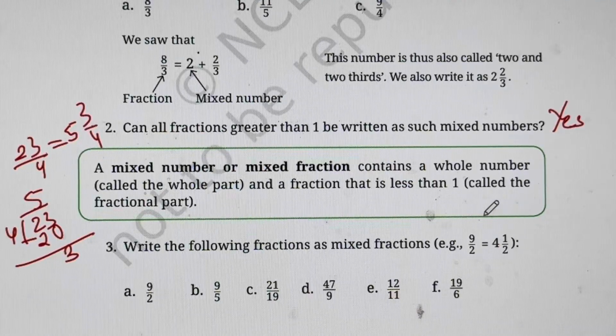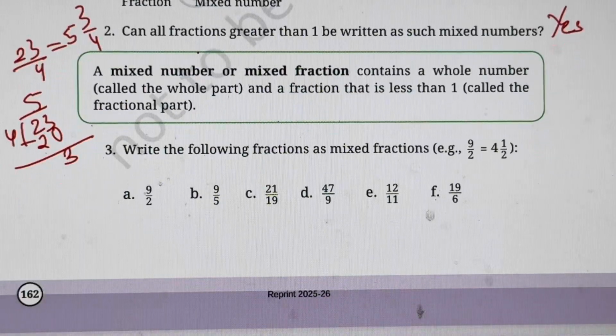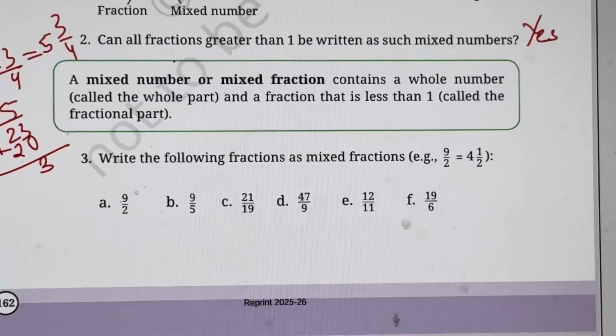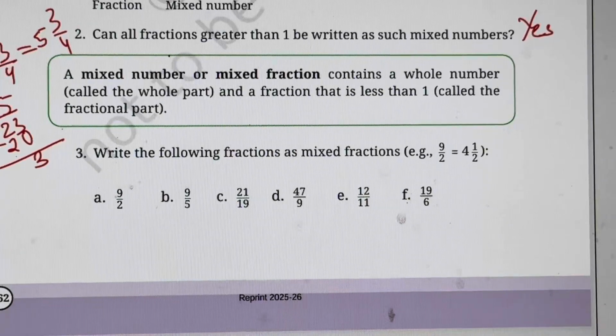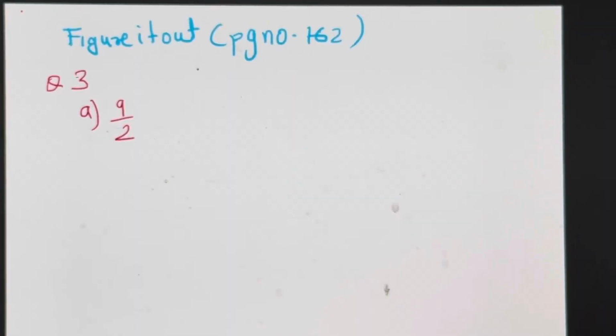Now let us go to question number 3. Write the following fractions as mixed fractions. That is, 9 upon 2 is equal to 4 and a half. Right? So let us do that now. Now I have taught you the technique, so we'll do it the shortcut way which I just explained. All these questions are the same as question number 1. So we do rough work here and write the answer directly.